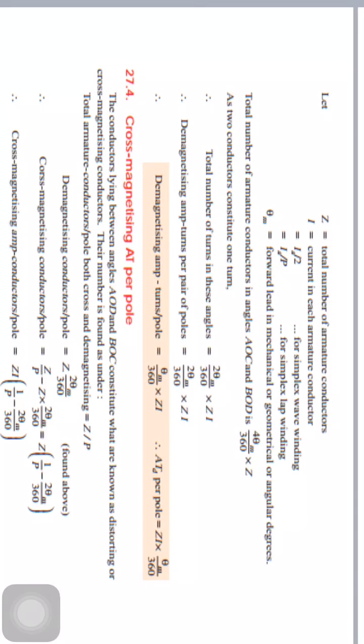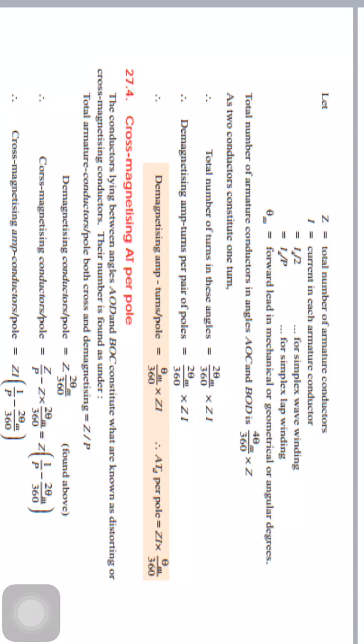Next, total number of turns in these angles, so that 2 theta m by 360 into Zi. Next one, demagnetizing ampere turns per pole, which is nothing but 2 theta m by 360 into Zi. So this becomes demagnetizing ampere turns per pole, that is theta m by 360 into Zi.